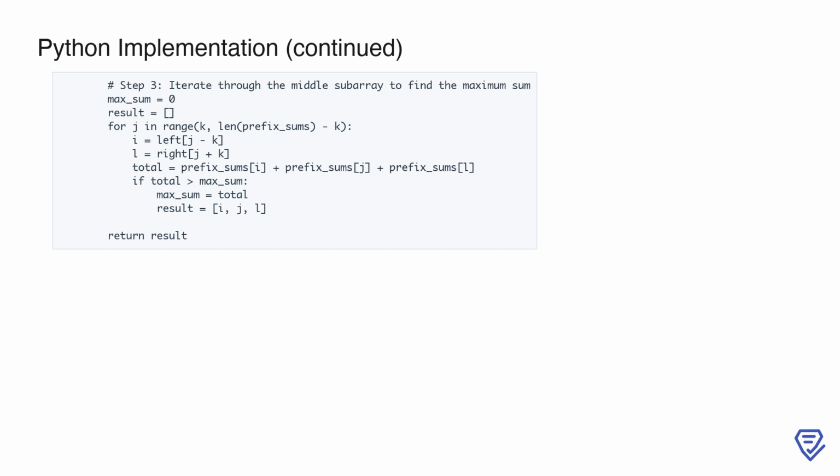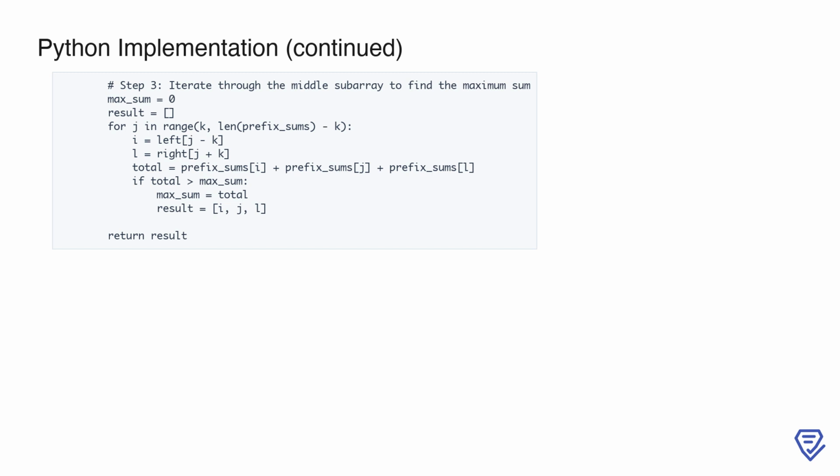For each middle subarray starting at index j, we use the left array to get the index of the best subarray on the left of j, and the right array to get the index of the best subarray on the right of j. The total sum is then calculated as the sum of the 3 subarrays. If this total is greater than the current maximum sum, we update max_sum and store the indices of these 3 subarrays in the result list.